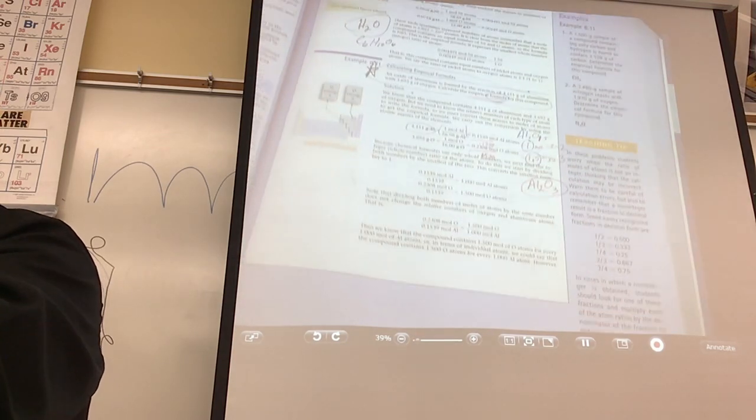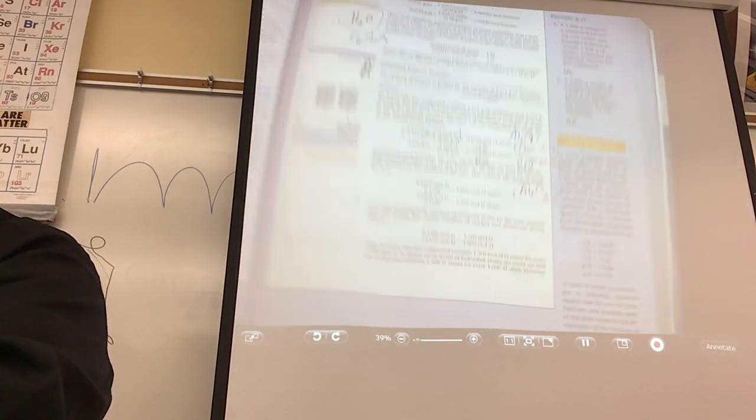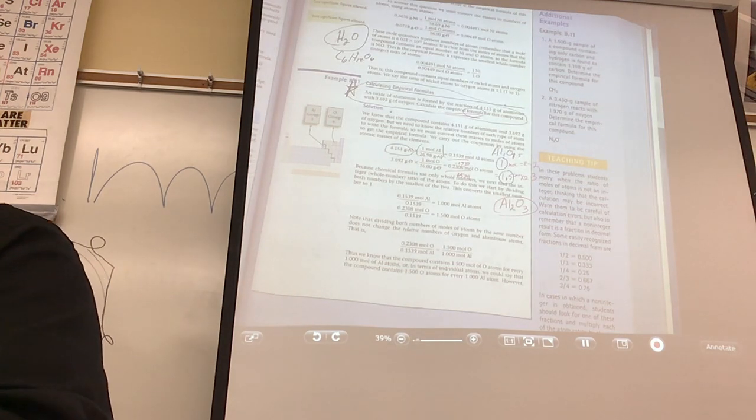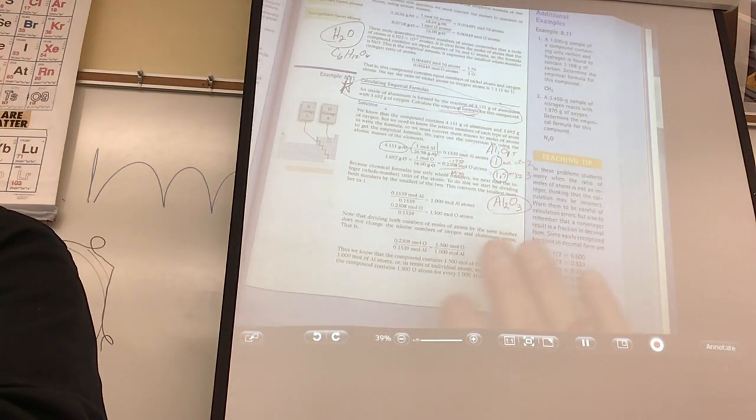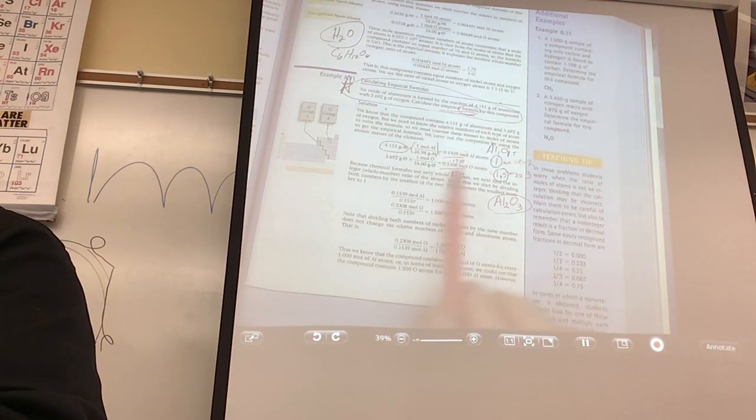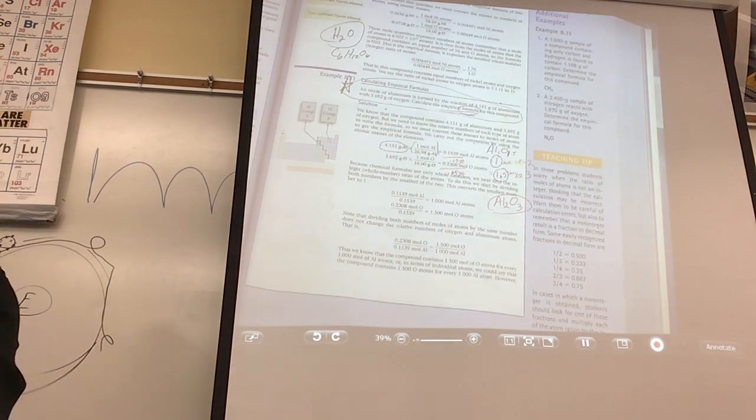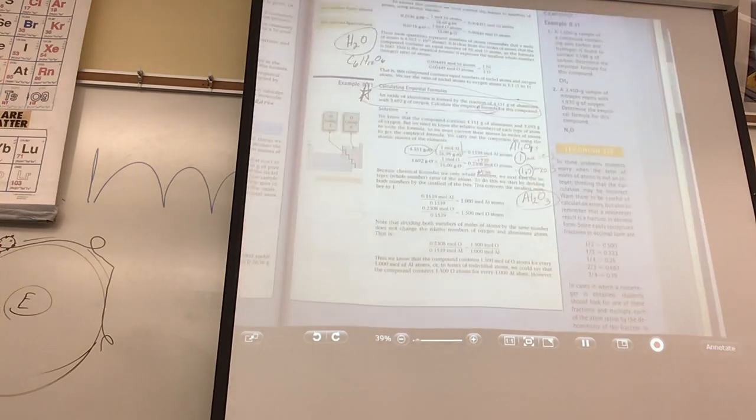Let me get a piece of paper here. This is what I do like about the book. If you want some sample problems, they not only do them for you, they actually show you how to do them. So look at the original question. I'm going to magnify that because I don't think you can see that very well.